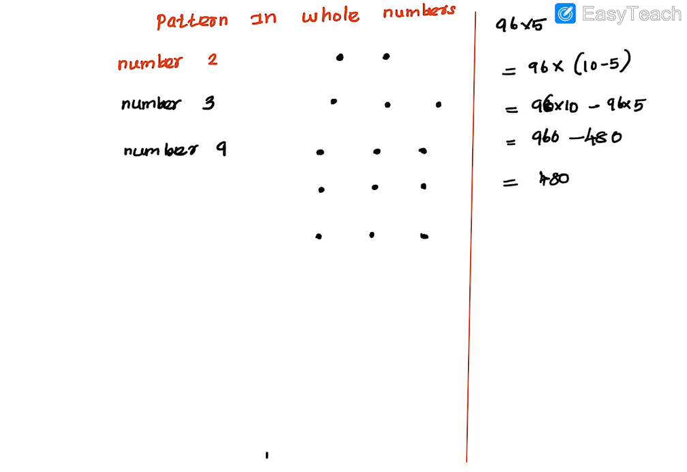Okay students, so the next question is, find the value of 84 into 999. So how can we solve this problem? First we have to write 84 into 999 as 1000 minus 1. So that means 84 into 1000 minus 84.